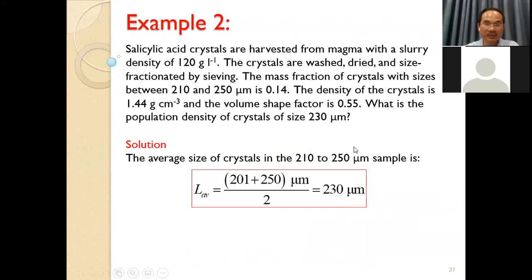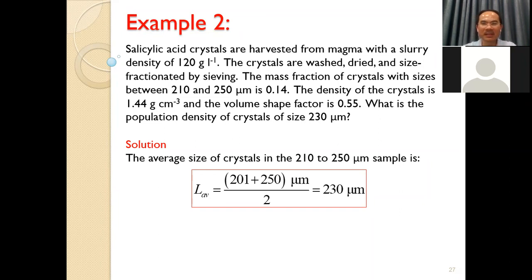Okay, for this example, I would like to calculate the number density. Salicylic acid crystals are grown from magma. I think you know magma: the slurry, or the mixture of solution and crystal. The density of this slurry is 120 grams per liter. After crystallization, the crystals are washed, dried, and size fractionated. Size fractionation means determining or measuring the size distribution by sieving, by the previous technique.